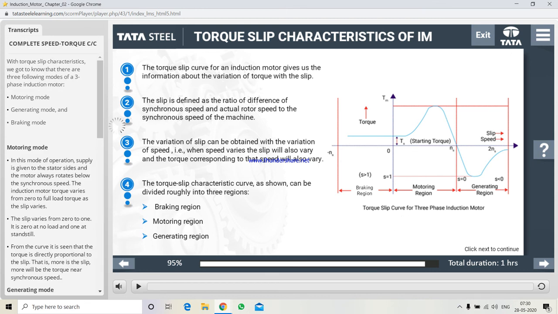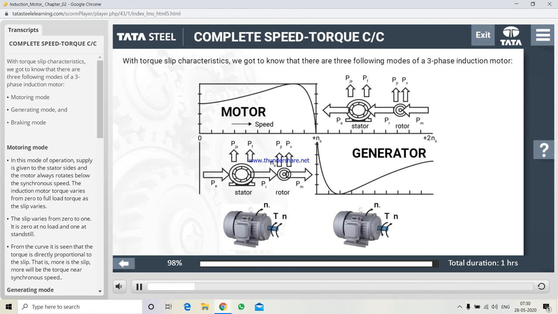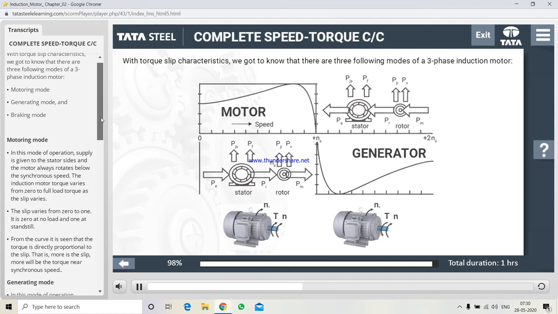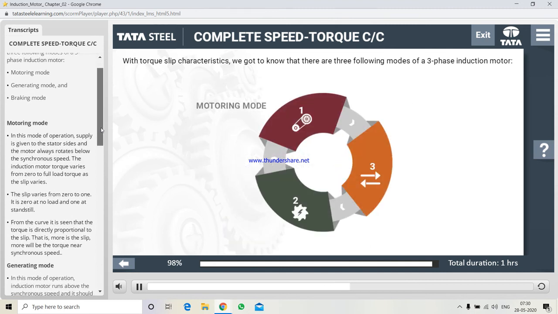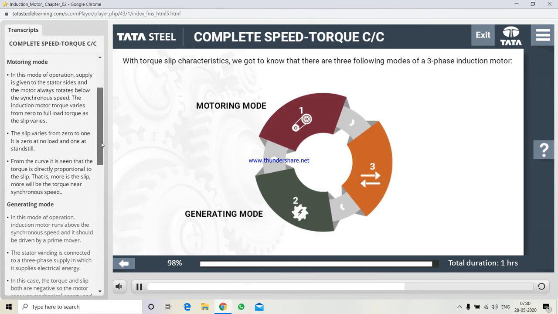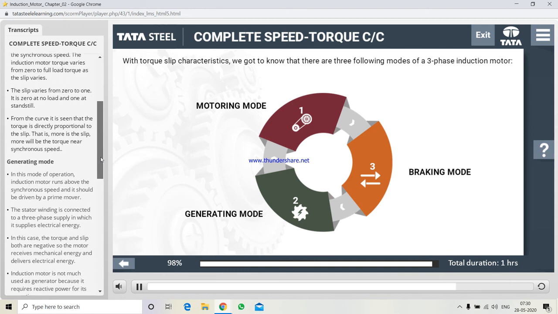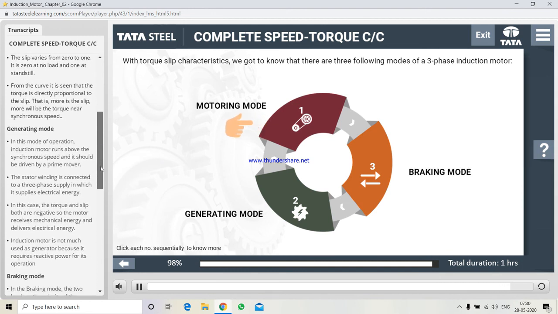With torque-slip characteristics, we got to know that there are three following modes of a three-phase induction motor: motoring mode, generating mode, and braking mode. Click each to learn more.